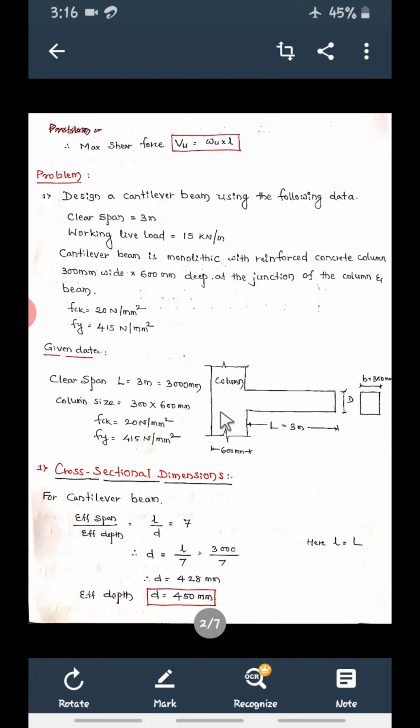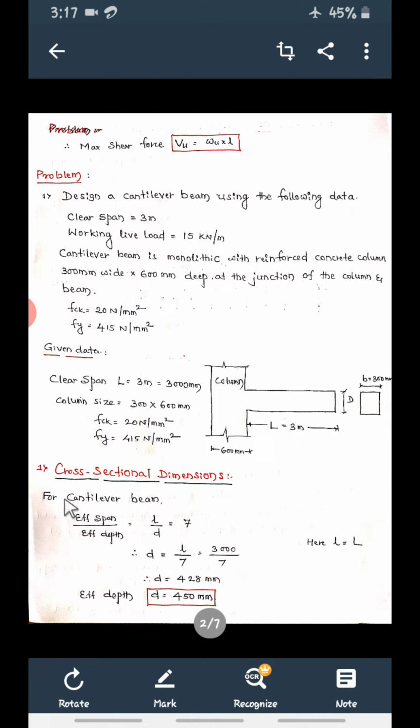Then the column size is 300 mm by 600, like this. Then M20 grade concrete, that is 20 Newton per mm square, and fy equal to 415 Newton per mm square. Now let us recall the steps. As usual, first you have to fix the cross-sectional dimensions of the beam, that is the width of the beam and capital D, then the effective depth of the beam we are going to calculate.